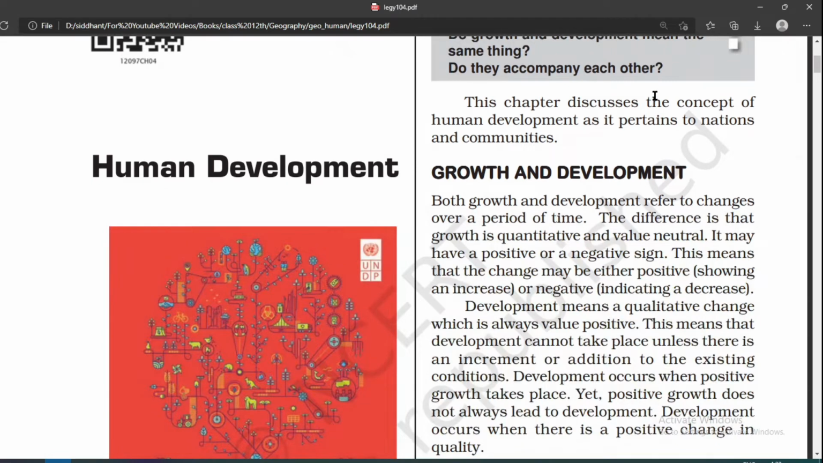This chapter discusses the concept of human development as it pertains to nations and communities. Growth and development. Both growth and development refer to changes over a period of time.